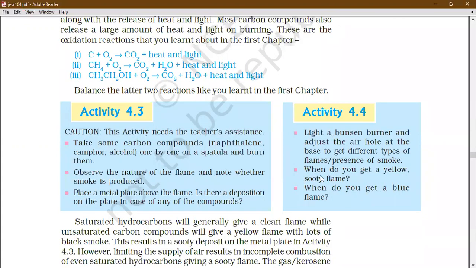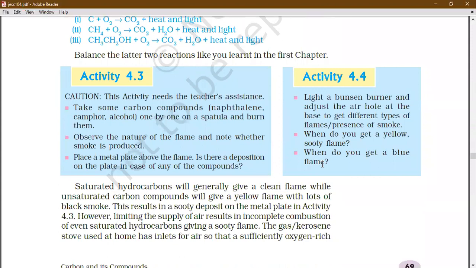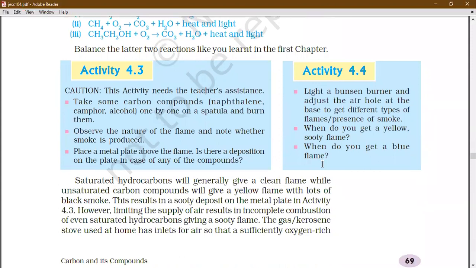Activity 4.3. Caution, this activity needs teacher's assistance. Take some carbon compounds, naphthalene, camphor, alcohol, one by one on a spatula and burn them. Observe the nature of the flame and note whether smoke is produced. Place a metal plate above the flame. Is there a deposition on the plate in case of any of the compounds?